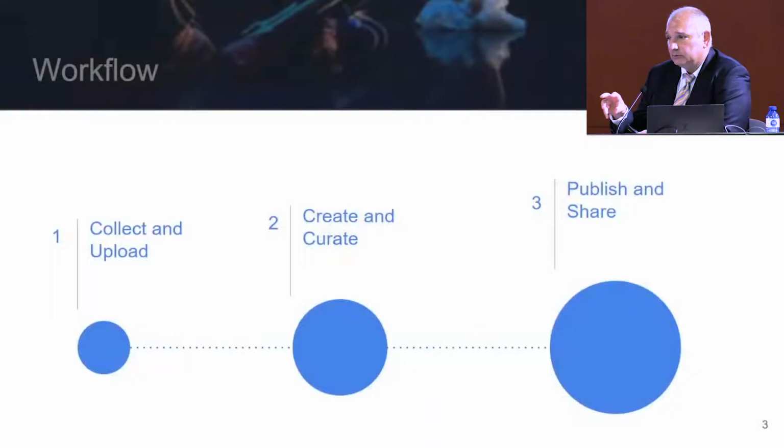What are the main steps here? These are the main three steps that I'm going to show later on. If you want to see this in a workflow, it is collect content and upload and make the content available, then create, add new descriptions and curate this content in a specific manner or in a specific order, and of course then publish and share.